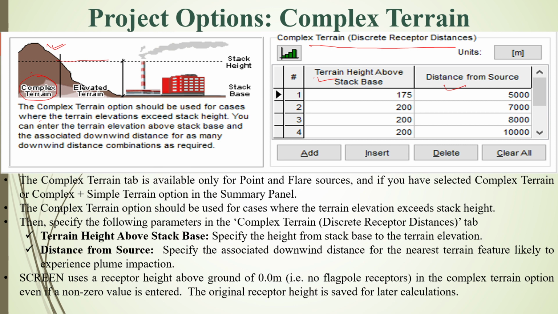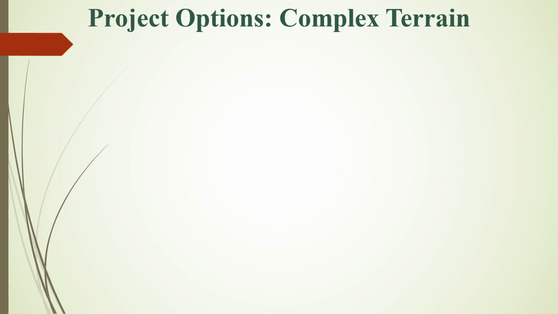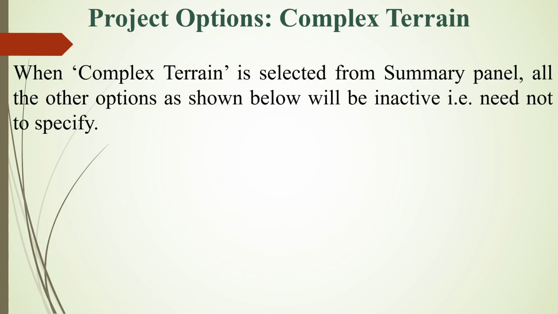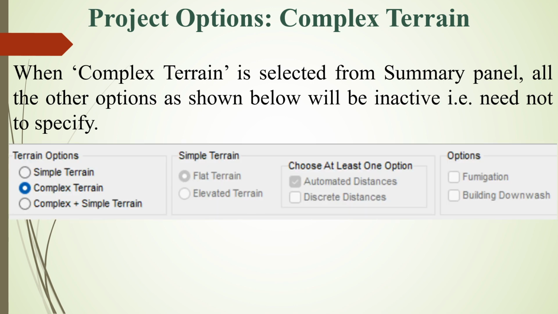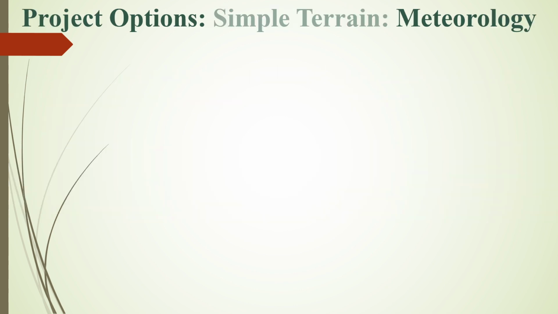So SCREEN uses a receptor height above ground of 0 meters, that is, no flagpole receptor in the complex terrain options, even if a non-zero value is entered. The original receptor height is saved for later calculations. So when complex terrain is selected from the summary panel, all other options, that is simple terrain, different options, and distance options and other options, will become inactive, that is, you need not specify them.